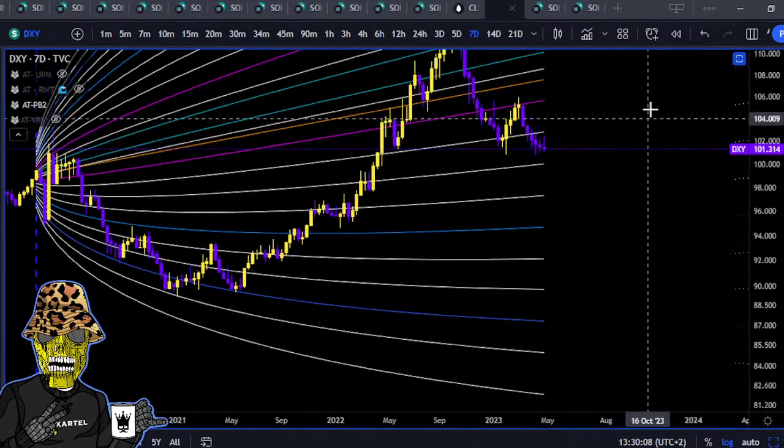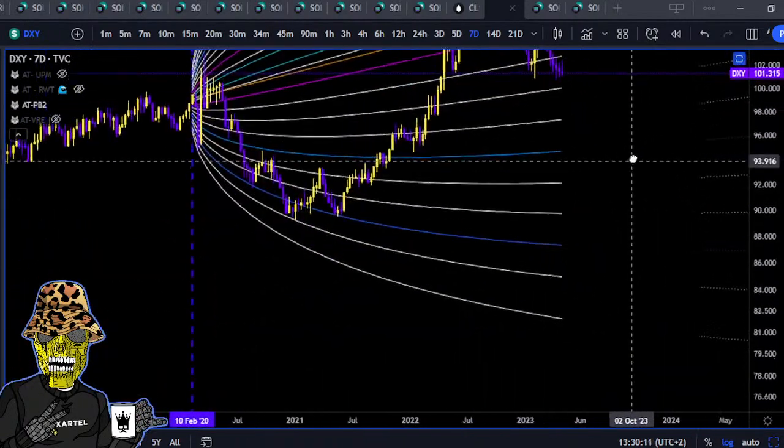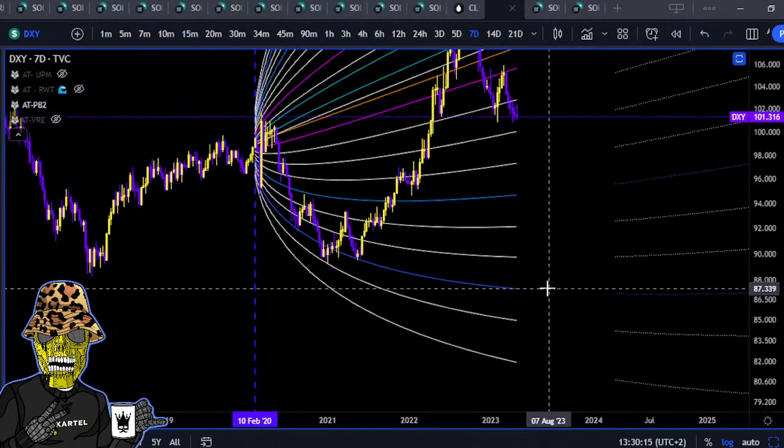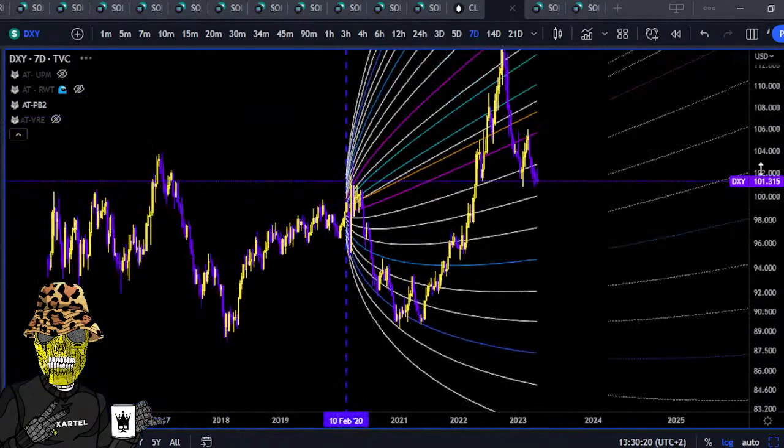If it sets a lower low, it needs to set a higher high. Like, chill, guys, chill. If it sets a lower low, it needs to set a higher high, and the lower low is at 87, and it set a higher high.